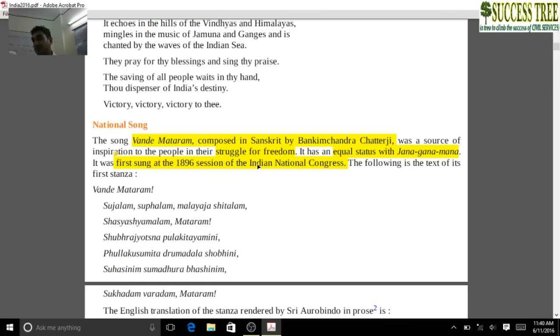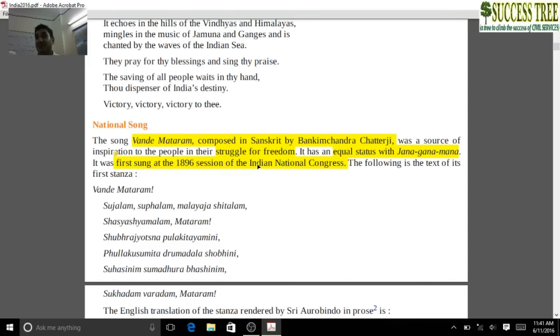Moreover, if you remember, in 1905 when Bengal partition happened and in the Swadeshi Andolan, Vande Mataram became very popular, right? How could it become popular? Because it was first sung in the 1896 session. So it was there, but you didn't have Jan Gan Man during this time. So even a question can come up: Jan Gan Man was the popular slogan during the Swadeshi Andolan.